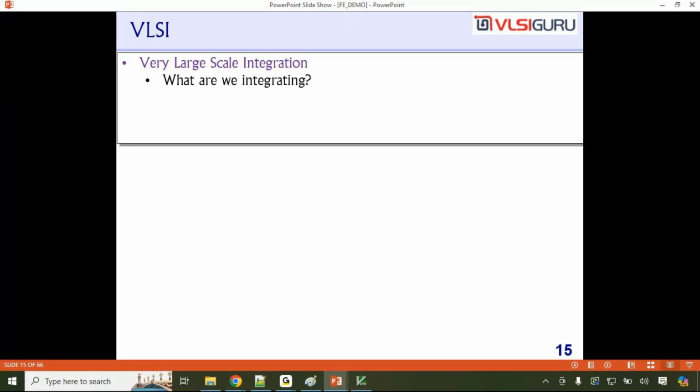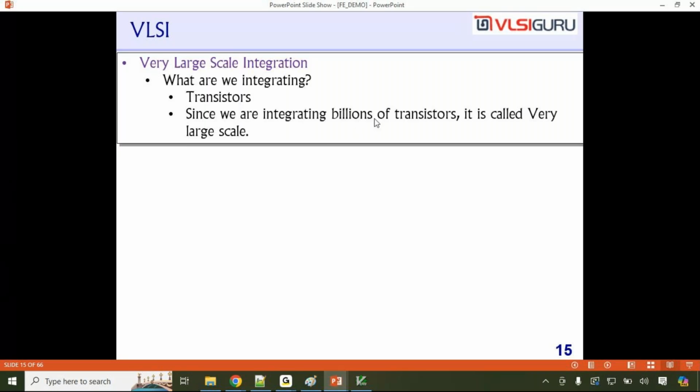Can we do that manually, connecting one transistor to another transistor, the second to the third? When you have 100 crore transistors, can you do that manually? No, right? That is why you need one flow, a specific automated process which will help you do that. We are integrating transistors, and since we are integrating billions of transistors, it is called very large scale.